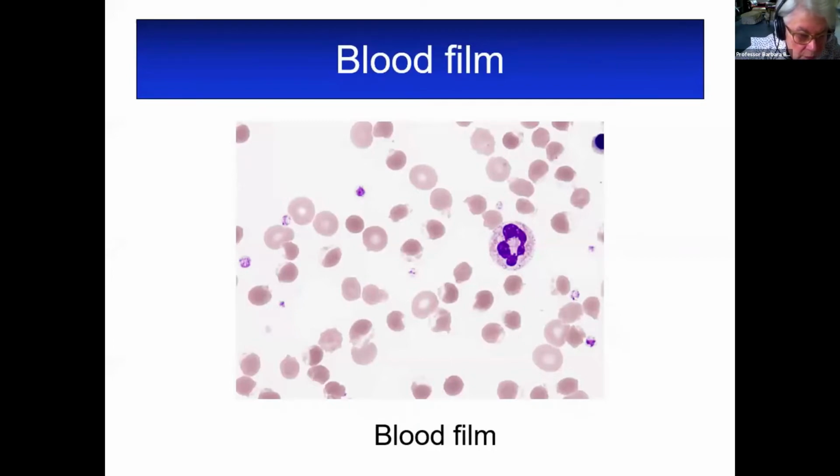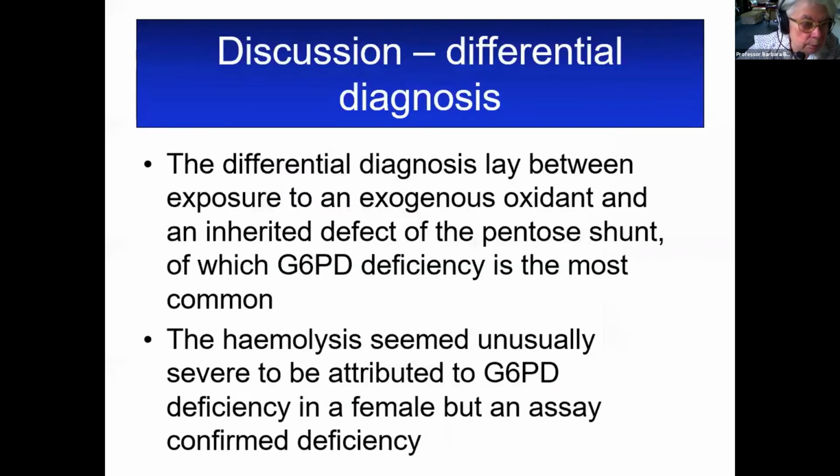And just before we get rid of this screen, here's another very fine example. So these are Heinz bodies, not on a special Heinz body prep, but seen in a routine May-Grünwald Giemsa stain. So which was it? Was it an exogenous oxidant, or was it a defect in the pentose shunt? So we did a G6PD assay, and this actually confirmed deficiency.